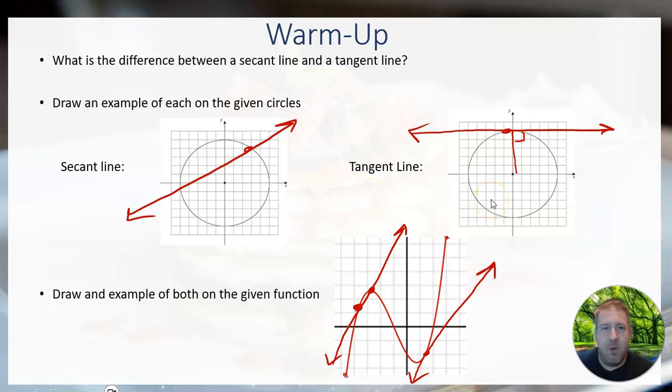All right, so we start with a quick warm-up, which I know I usually skip warm-ups, but I'm going to go over this one. Difference between a secant line and a tangent line. Should have learned back in geometry. A secant line is a line that goes through a circle and intersects it twice, whereas a tangent line is a line that only intersects a circle once. So this would be a tangent line. This would be a secant line because it only hits this function once.